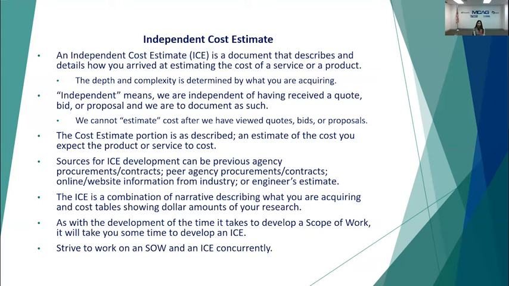Maybe what you're acquiring, you can obtain information from the internet, some type of website, some type of online search from the industry, or if it's something that's construction related, we could very well be obtaining our estimate from an engineer, from an architect and engineering firm. The ICE is a combination of both a narrative, typing out in sentences and paragraphs describing what you are acquiring, and a cost table showing the dollar amounts of your research.